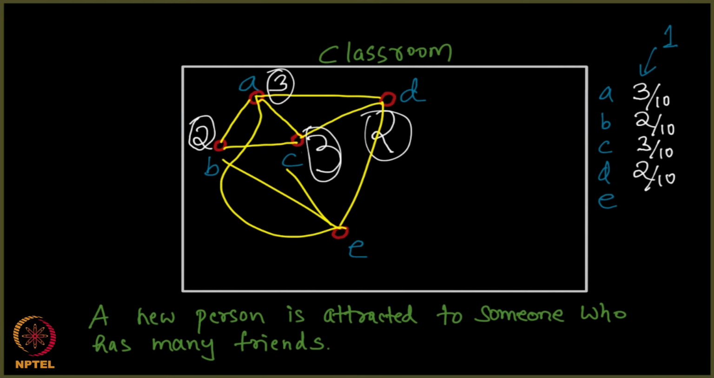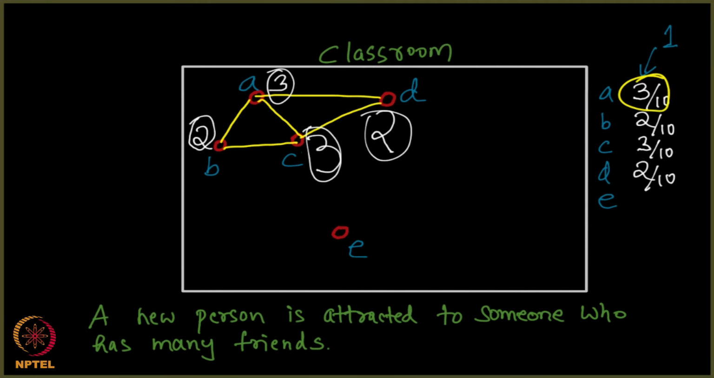Okay, this is the probability with which E will be attracted. So E will be attracted to A with probability 3 by 10, B with probability 2 by 10, C with probability 3 by 10, D with probability 2 by 10. So what does it even mean?